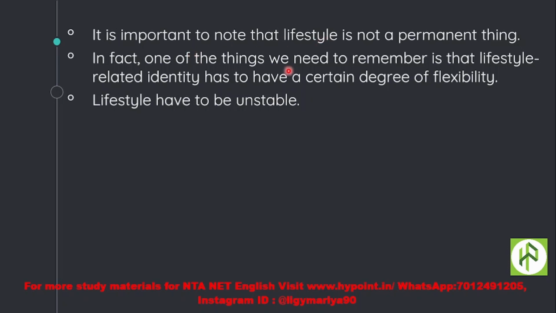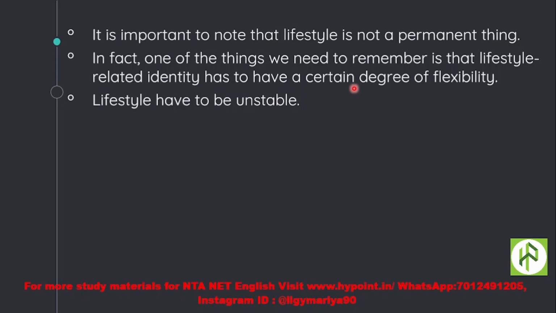In fact, one of the things we need to remember is that lifestyle related identity has to have a certain degree of flexibility. What does that mean? Lifestyle is not permanent. That means it has flexibility. So the lifestyle related identity that a person has possesses a certain degree of flexibility, because it is not a permanent thing. Lifestyle can change. When you become rich, when you have so much money to spend, then your lifestyle will change. When you become poor, and you have very little money to spend, then your lifestyle will be different. So lifestyle related identity has a certain degree of flexibility.